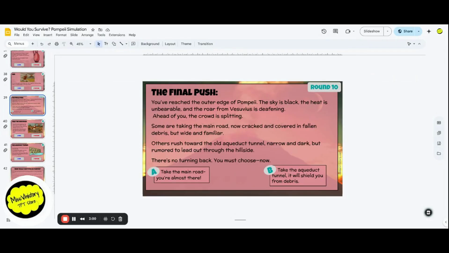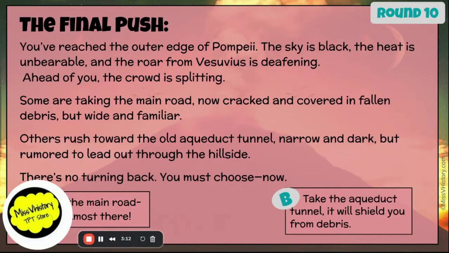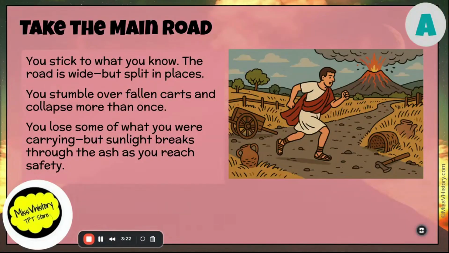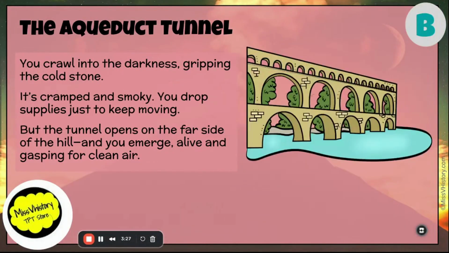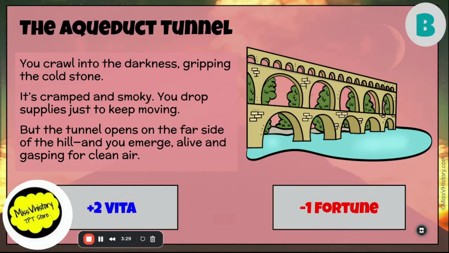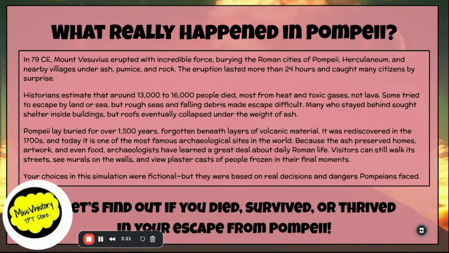So scenario 10. The final push. They're on the outer edge of Pompeii, and they need to decide, are they going to continue along the main road, which is option A, or are they going to take the aqueduct tunnel, which will shield them from some of the debris, but could be a little bit more risky? That is option B. So once again, they could lose or earn Vita and Fortune points along the way.